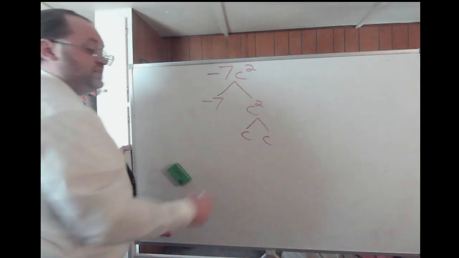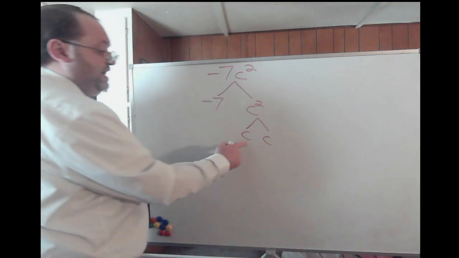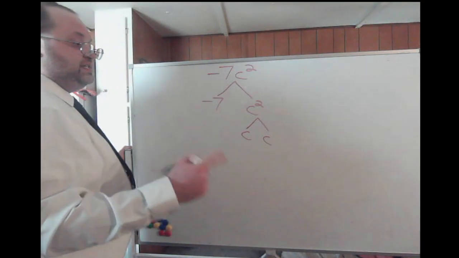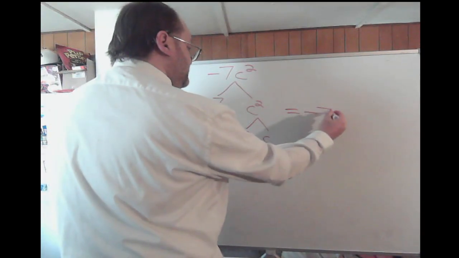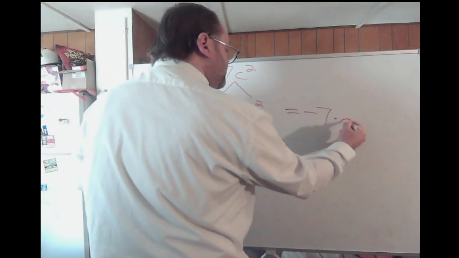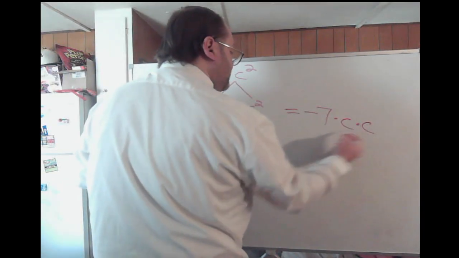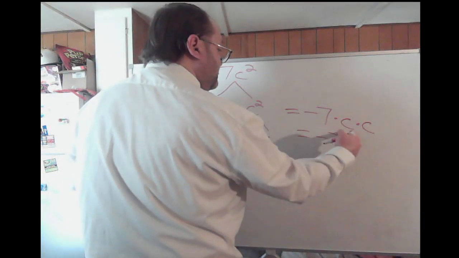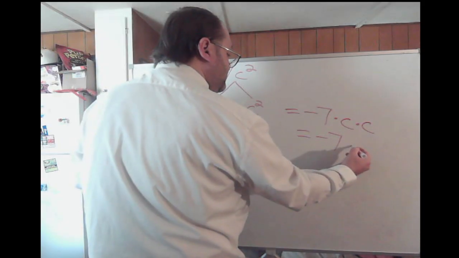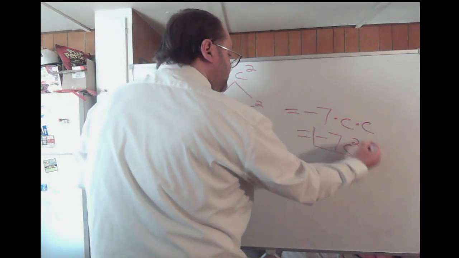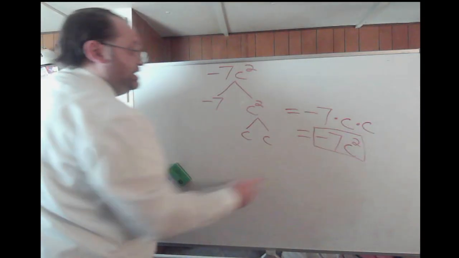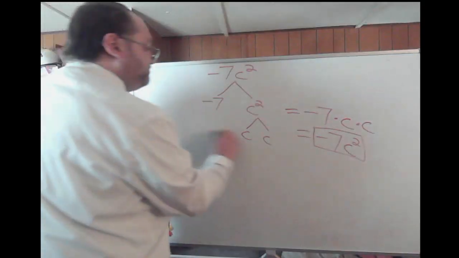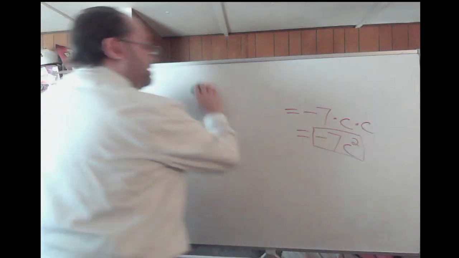Now you can't break down the c's any further because the only factors would be c and 1, so those are prime. So your prime factorization is negative 7 times c times c, that's c squared. So it's actually already its own prime factorization, but that's just to show you a breakdown of it. Alright. What do we got here?